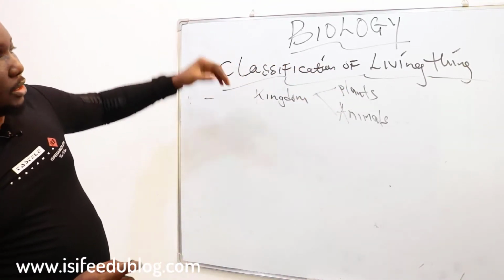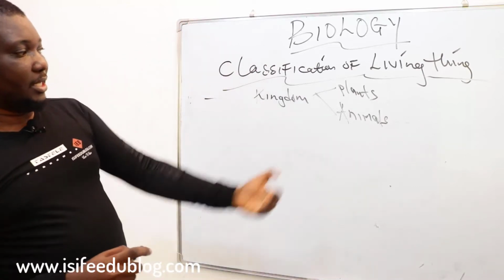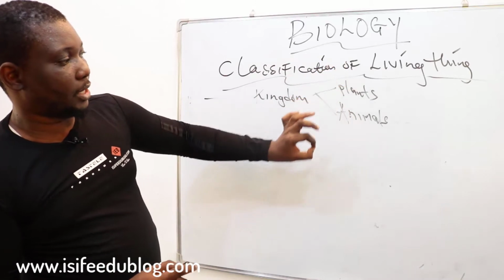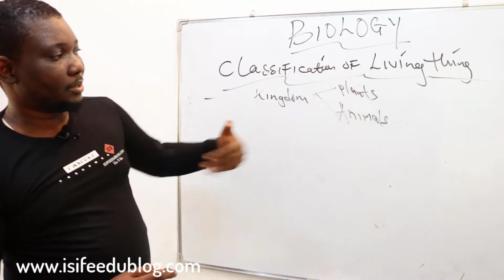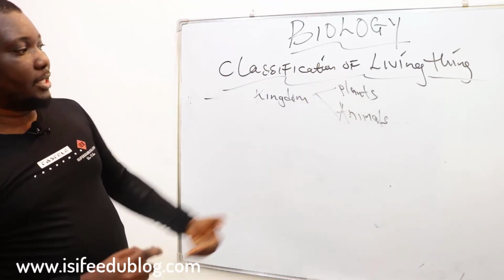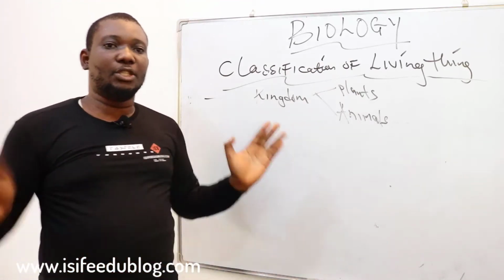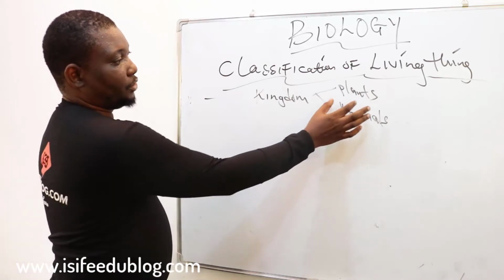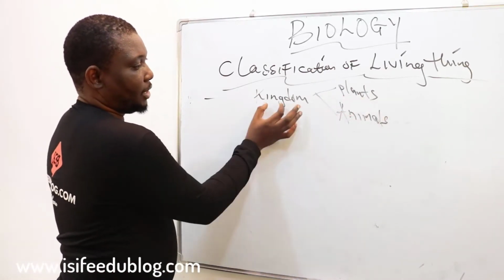Nowadays, how we classify living things is we no longer place living things into 2 kingdoms as plants and animals. Rather, we classify organisms based on 5 kingdoms of classification. I'm still going to tell you that. But for now, we're going to concentrate on plant and animal kingdom.